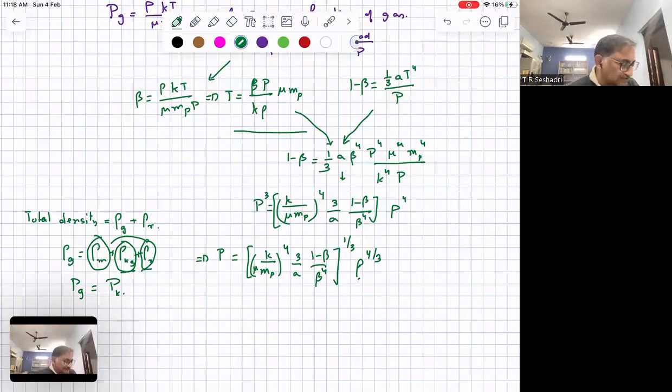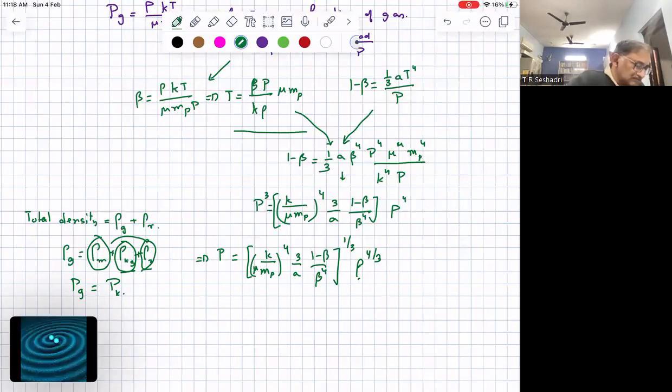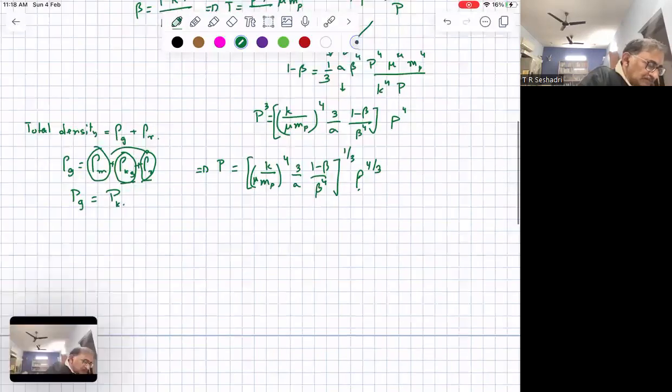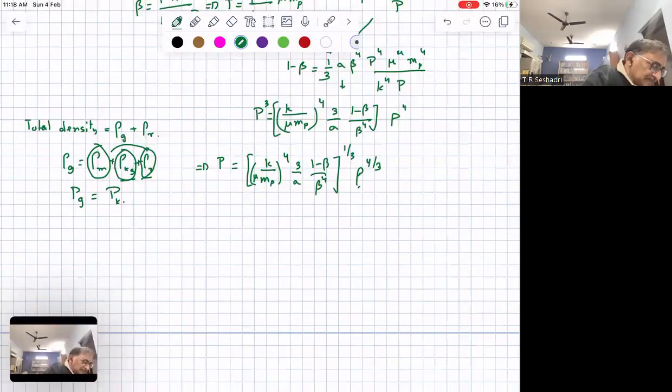Can you repeat that again? Okay. So, you may wonder, in pressure, I have said that this is pressure of gas plus pressure of radiation, whereas here, I am just saying density of gas.